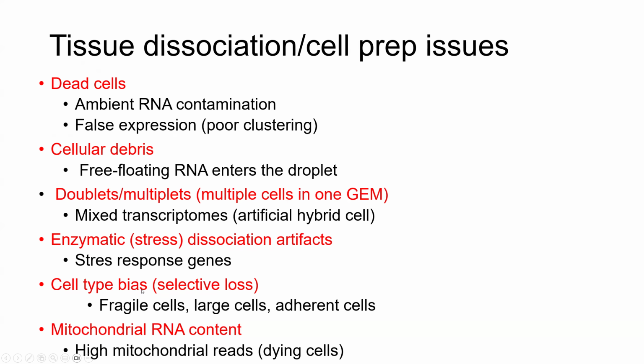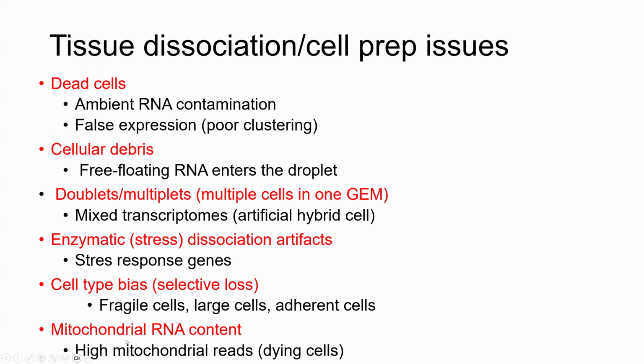You can have cell type bias in which you have very fragile cells that don't survive the dissociation. You're going to lose those. You could have very large cells that have a hard time getting into the droplet. You may lose those. And then you have cells that really adhere to the rest of the structure of the tissue, and you would lose those as well.